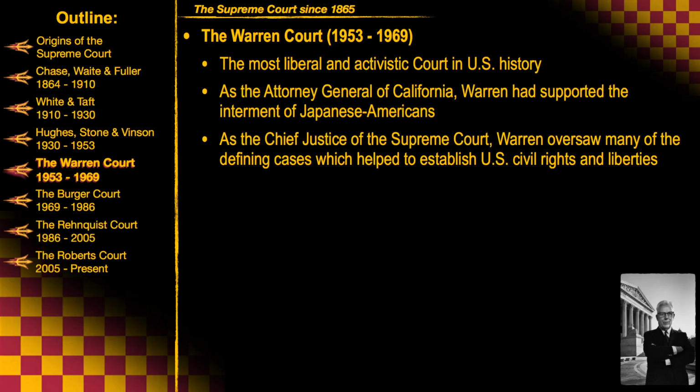Now, Warren himself, although he was committed to expanding these civil rights and liberties, might have made some surprising decisions when you look at them all together. So, for example, prior to joining the Supreme Court, when he was the Attorney General of California, he had in fact supported the violation of many civil rights and liberties through the internment of Japanese Americans during World War II. Then, as the Chief Justice of the Supreme Court, he oversees the dramatic expansion of such liberties and rights.